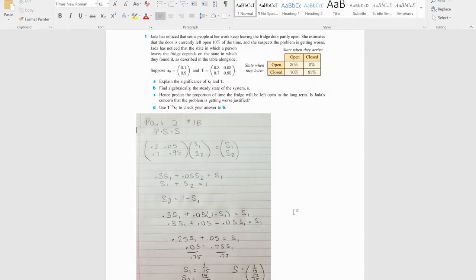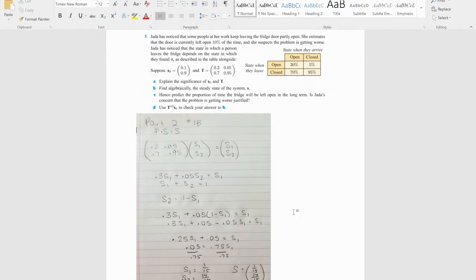I decided to solve using substitution. Since I had one S2 and two S1s, I decided it would be easier to isolate S2 and then substitute for that variable. So S2 equals 1 minus S1, which means that 3/10 S1 plus 5/100 times 1 minus S1 equals S1. I distributed, and that's how I got that next line.